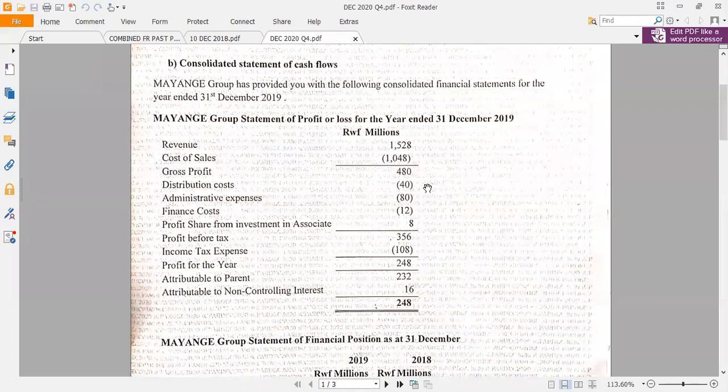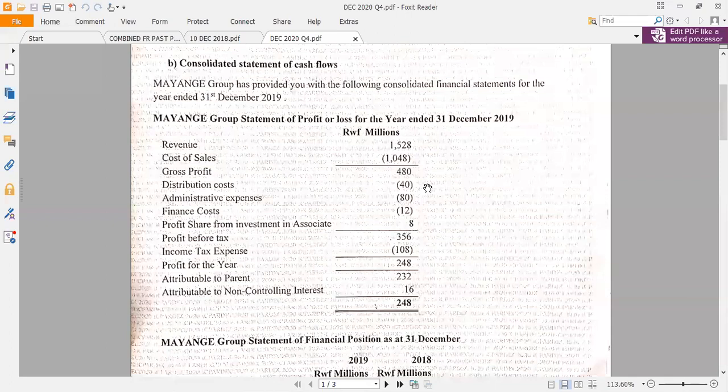Mayange Group has provided you with the following consolidated financial statements for the year ended 31st December 2019. Remember, we are working in millions. Revenue is 1528. Cost of sales is given.